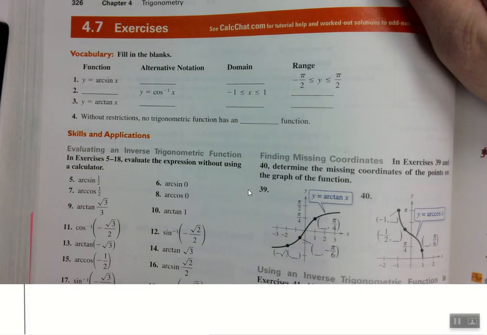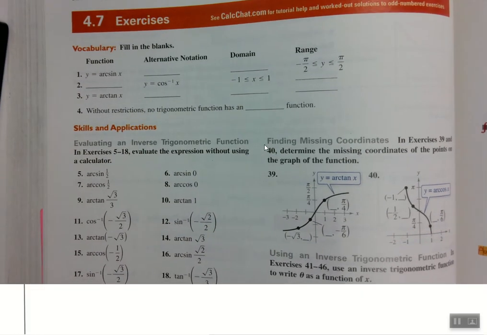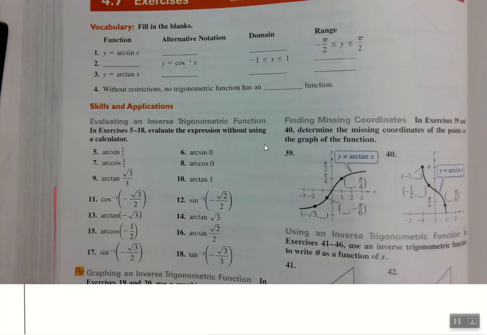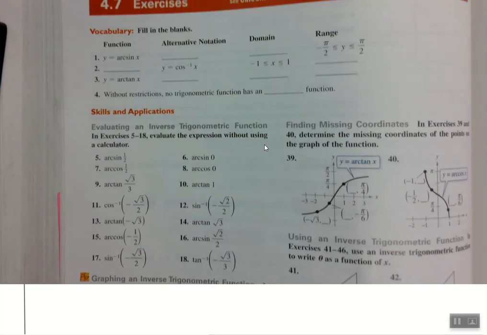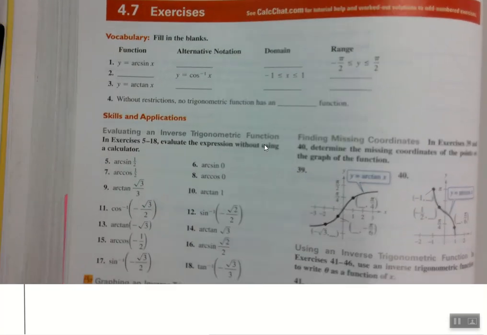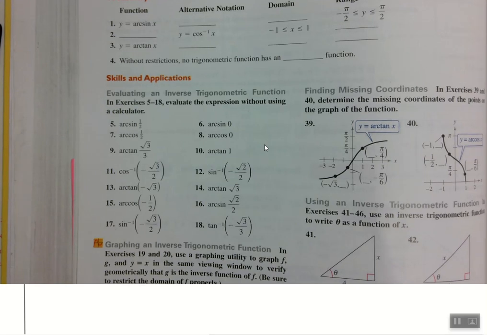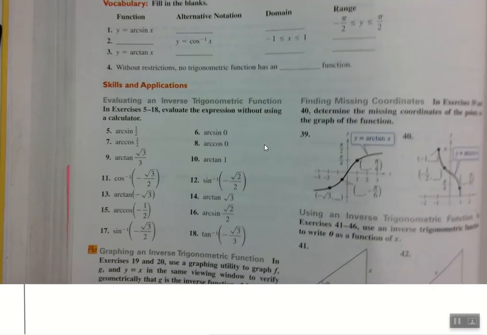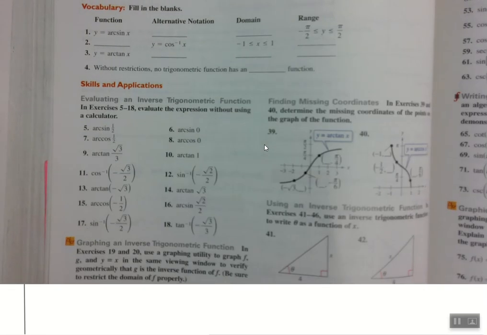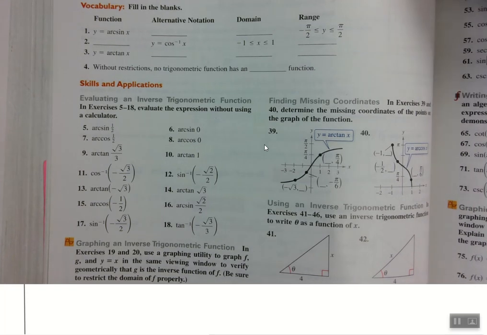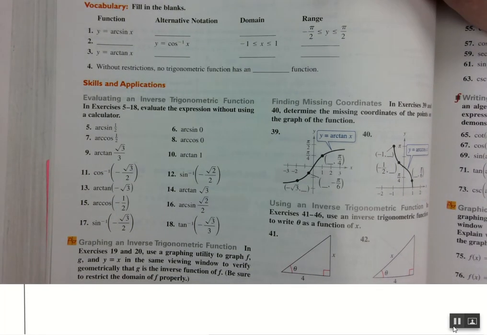All right. In case you guys didn't have a textbook, here are problems 1 through 4. You can pause it if you need to see it. This is 4.7, page 326. There's 1 through 4. And here are 5 through 17 odd. Cool. Pause it there if you need it. And I will be taking this tomorrow.